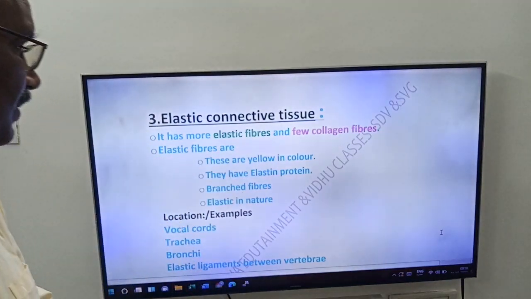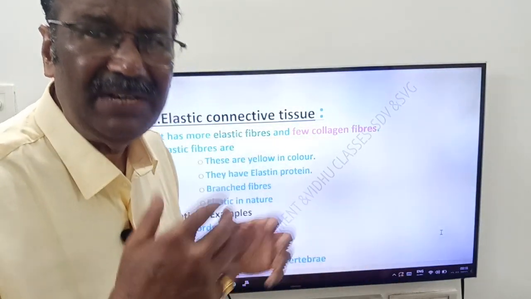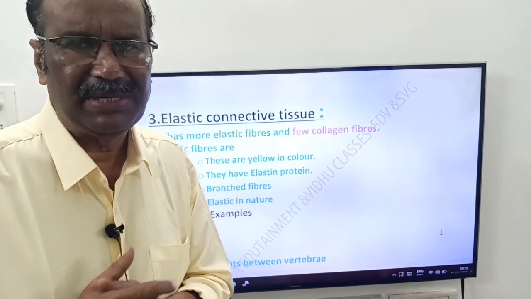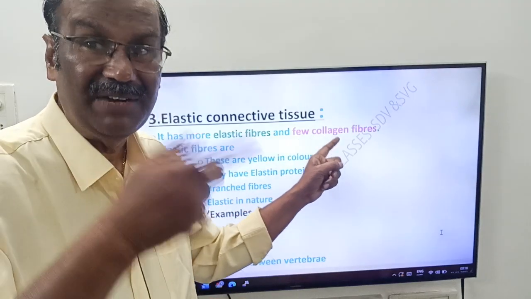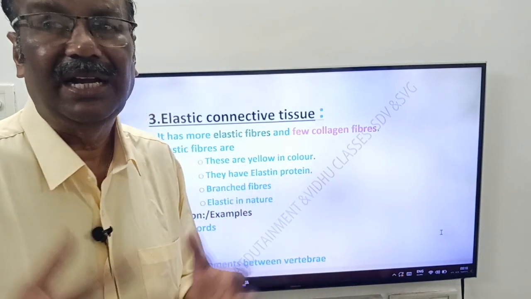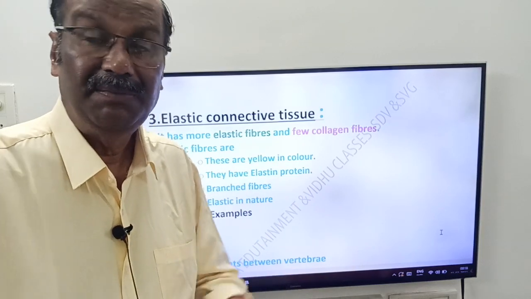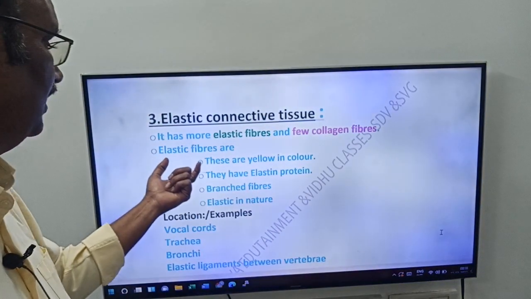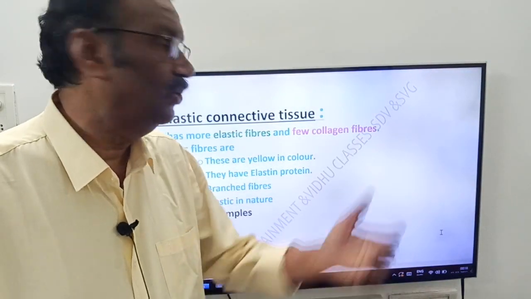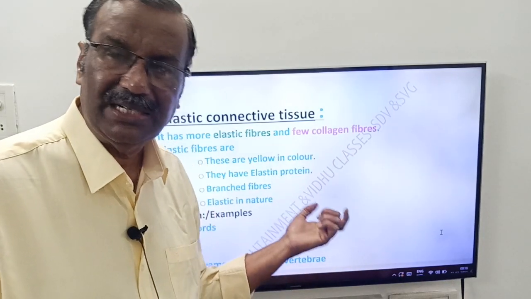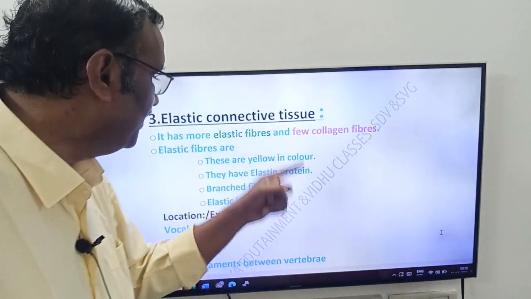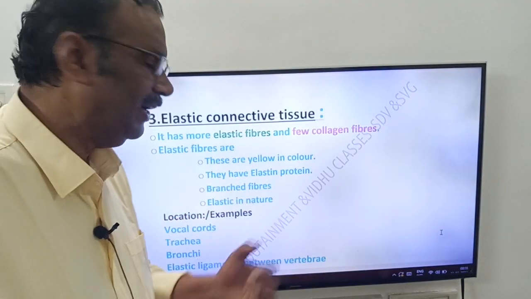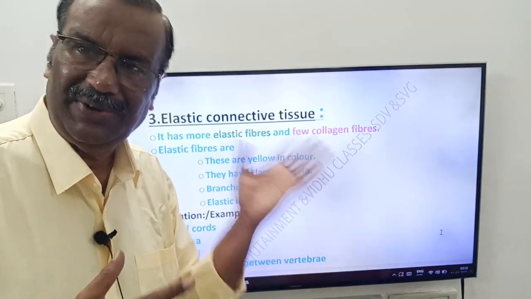elastic connective tissue. See, friends, elastic, the name itself indicates it has elastic fibers. It has more elastic fibers, friends, but few collagen. This is important, friends. Generally we are thinking that elastic connective tissue means it has only elastic fibers, but it has more elastic fibers but few collagen fibers. Next, friends, what are the characters of elastic fibers? You know the characters of collagen fibers, friends. Once again you see the characters of elastic fibers. They are yellowish in color. They have a protein that is elastin. These are branched fibers. They are elastic in nature. Already you know it, friends.